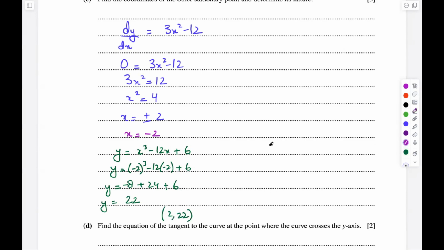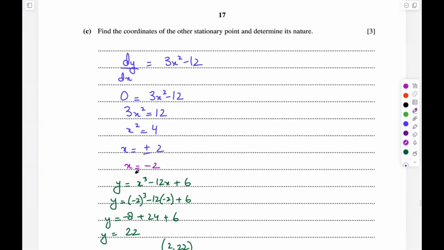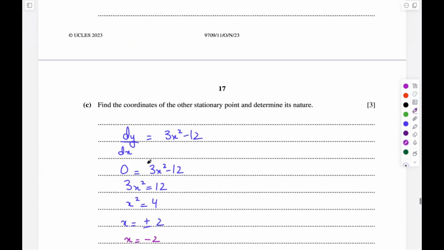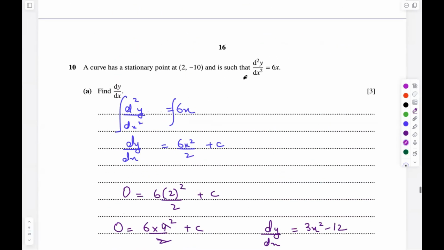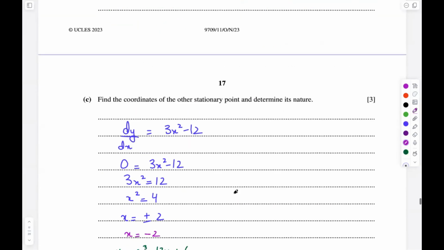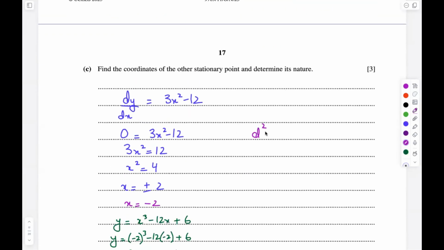And to find the nature of the stationary point, we'll substitute this x value into the double derivative, which was d squared y upon dx squared, which was 6x. So as d squared y upon dx squared was equal to 6x, substituting -2 will give us a negative answer. So as d squared y upon dx squared is less than 0, it means it will be a maximum point.